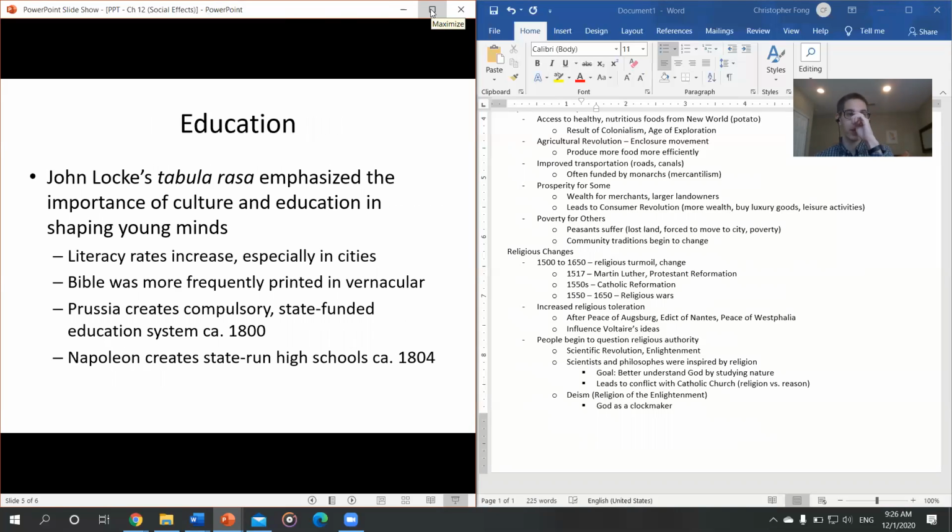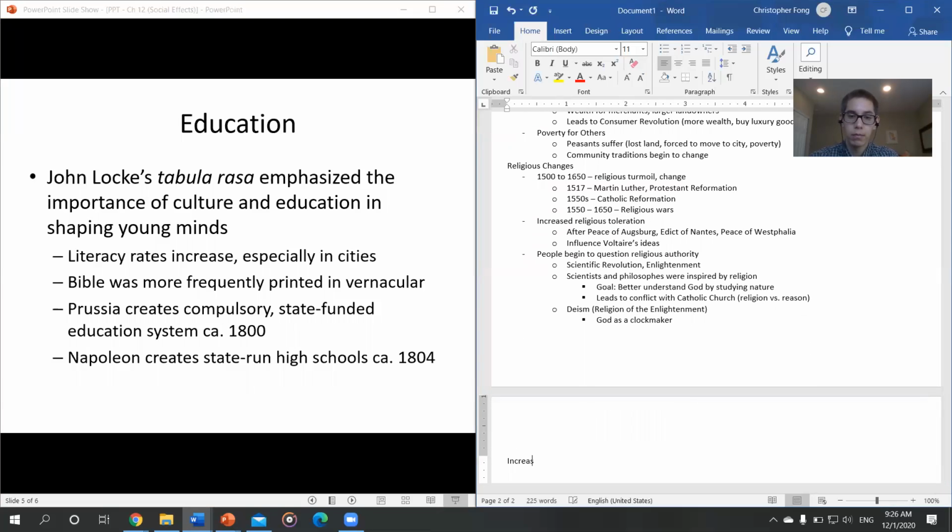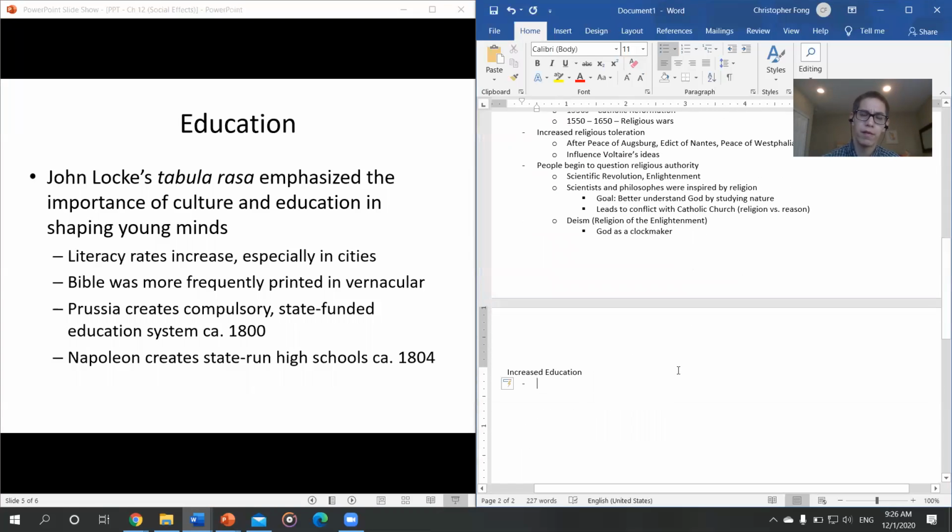One of the other big intellectual or social changes that we're seeing is the increase in education. John Locke is probably the most important figure here. John Locke was technically not part of the Enlightenment. He was writing in the late 1600s, so 50 years before, but historians typically lump him into the Enlightenment.